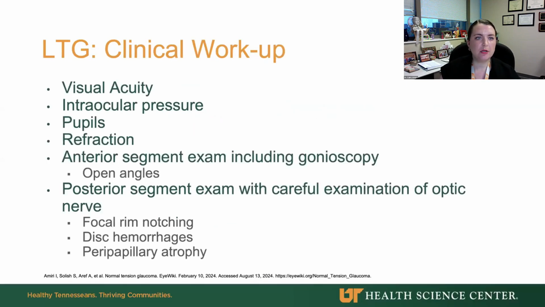So what's our clinical workup? This pertains to really any glaucoma patient, in my opinion, but with tailored details for a low tension glaucoma patient. Of course, you're obtaining visual acuity, intraocular pressure, pupil exam, refraction, anterior segment exam, making sure you perform gonioscopy, and these patients will have open angles, and then a posterior segment exam with careful examination of the optic nerve. And low tension glaucoma can be classically seen to have focal rim notching, disc hemorrhages or Drance hemorrhages, and/or peripapillary atrophy.